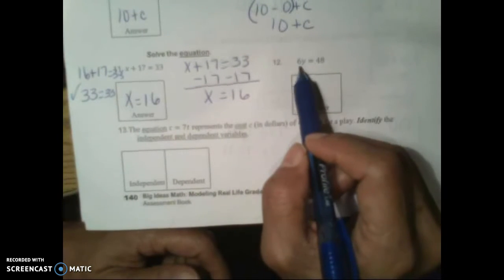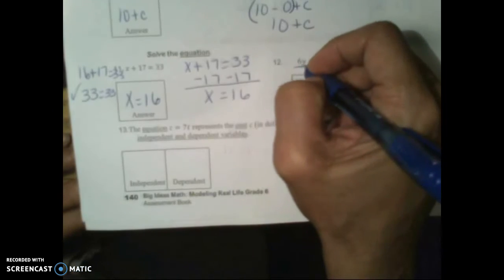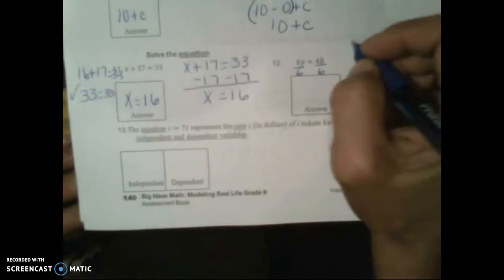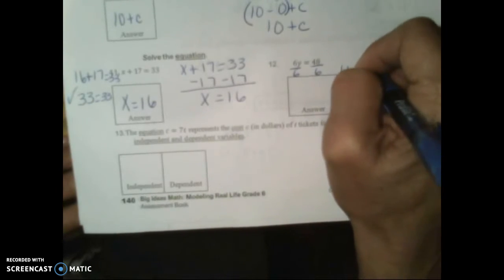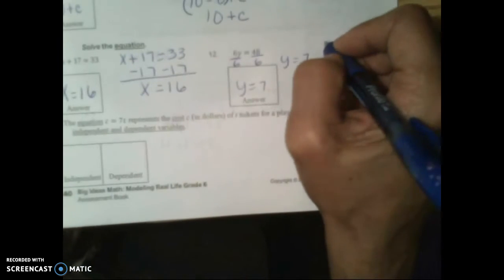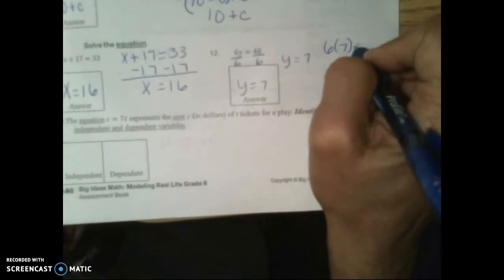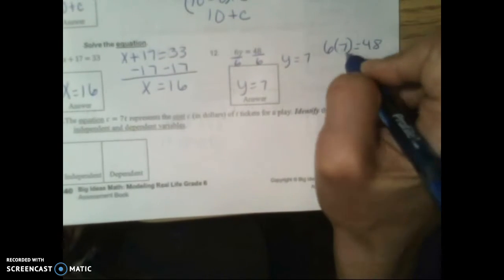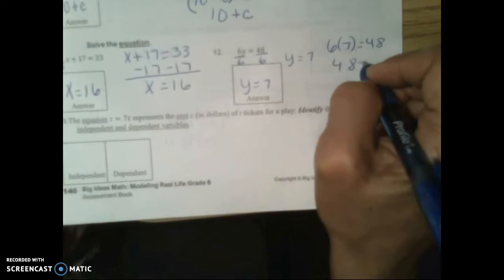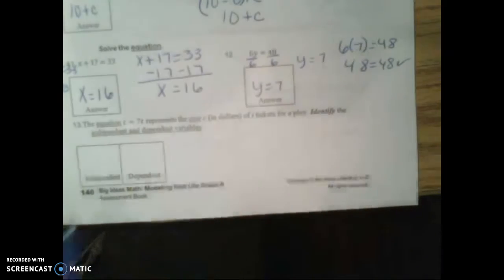On this equation, this is 6 being multiplied to y, so I'm going to do the inverse operation, and I'm going to divide by 6 on each side. So y equals 7. Now I'm going to substitute this 7 to see if it checks. 6, instead of y, we said that y is 7, times 7 equals 48. 6 times 7 does equal 48, so 48 equals 48, and it checks. So 2 parts to get full points.